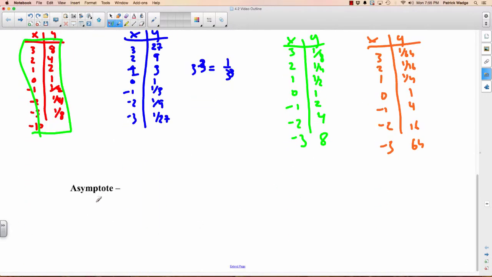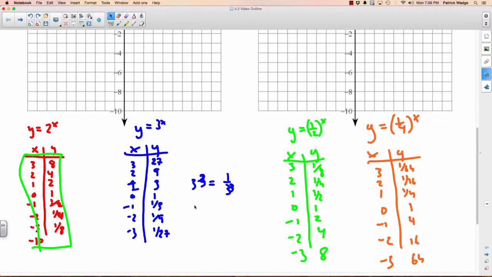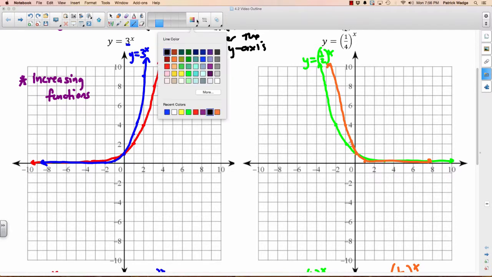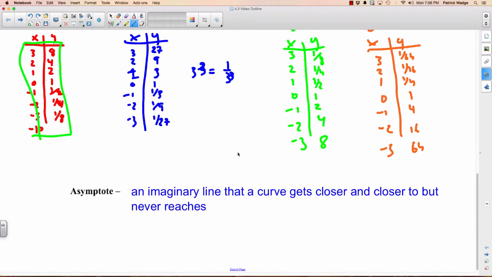Alright, I have a word down here at the bottom, an amusing word, asymptote. Did I talk about this before? An asymptote is an imaginary line that a curve gets closer and closer to, but never reaches. So what are the asymptotes in these graphs? The asymptote is the x-axis, right here, right? The curves are getting closer and closer to this dotted yellow line, but it never touches. I know it looks like they're touching, but they're not supposed to, and it never crosses. This is an imaginary line. It's not part of the graph, but we can think of it being there and imagine those curves getting closer and closer to it. So that's the asymptote right there.